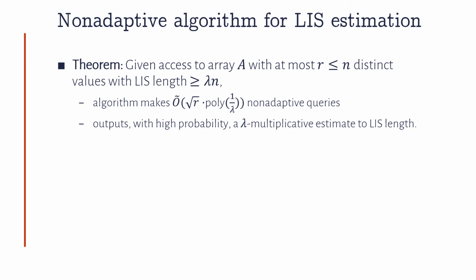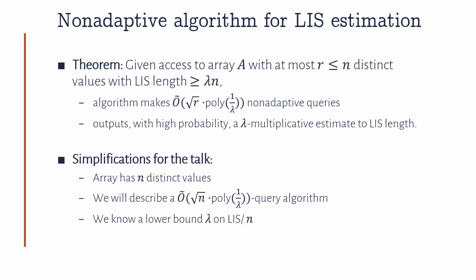In the rest of the talk, I will discuss our non-adaptive algorithm for LIS estimation that outputs an Omega(lambda) multiplicative estimate to LIS length. Our algorithm is also parameterized in terms of the number of distinct values in the array, and it makes O tilde root r poly 1 over lambda non-adaptive queries.